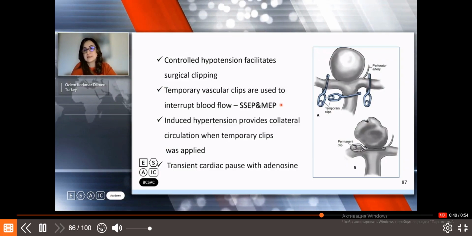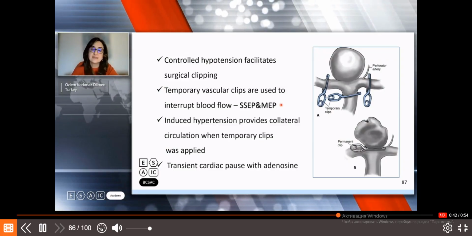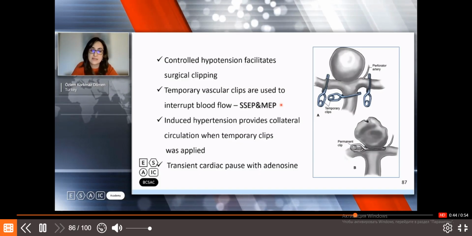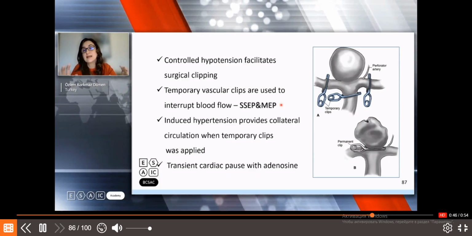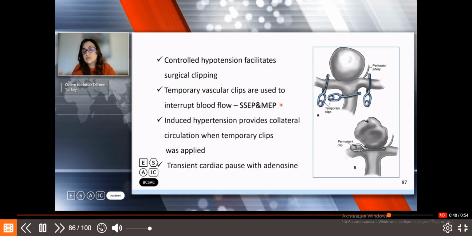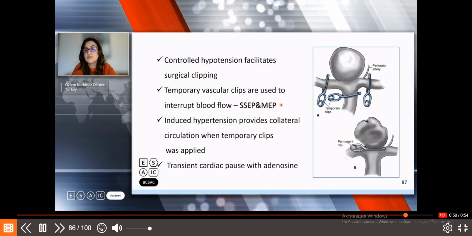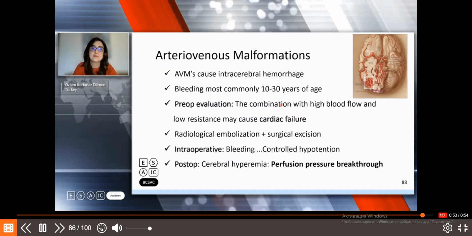And in some centers, such as in Finland, and we have also used it in some of our cases, transient cardiac pause can be used with adenosine for giant intracranial aneurysm clipping.